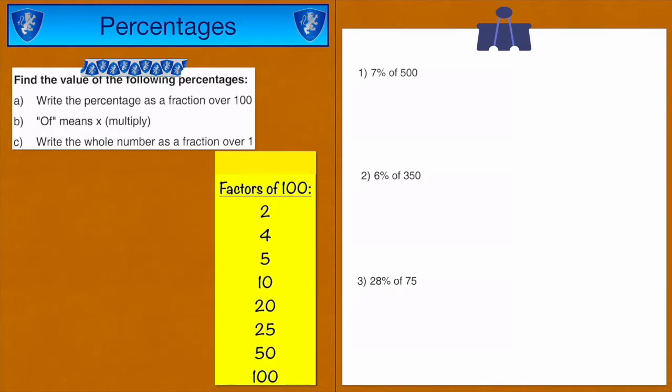It's finding the value of a percentage. Now you've got 3 steps here. It says, write the percentage as a fraction over 100. Of means times, when you're talking about maths, and write the whole number as a fraction over 1.